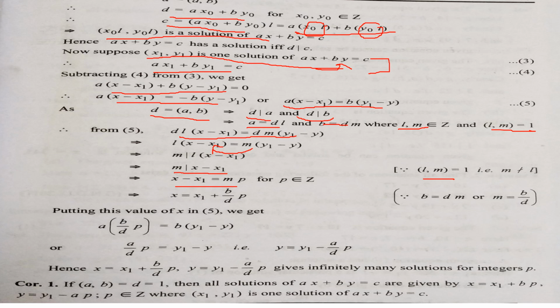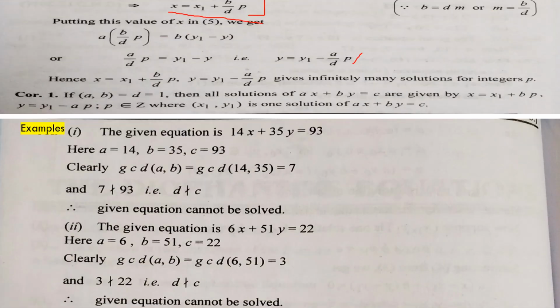So from here we get the value of x is equal to this. Now this m value will come from the above equation. Putting the value of x here, we get the x value. Now put this value of x in equation number 5. From there we can find the other value y. So in this way we have found infinitely many solutions. This is very important from an examination point of view.